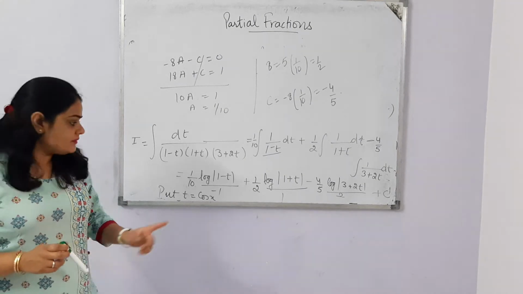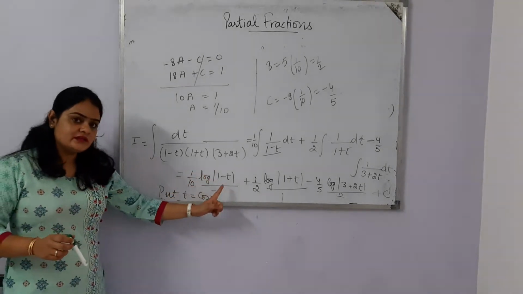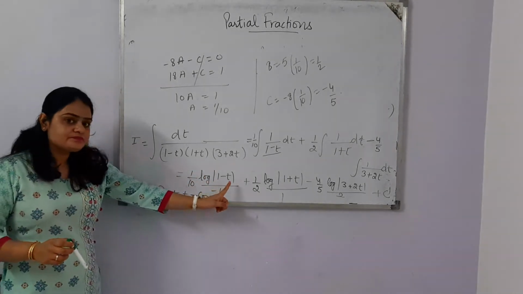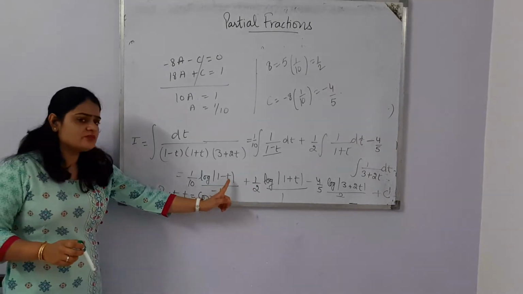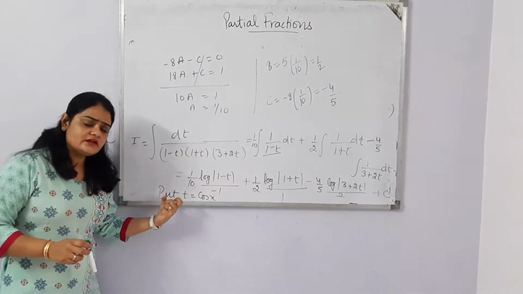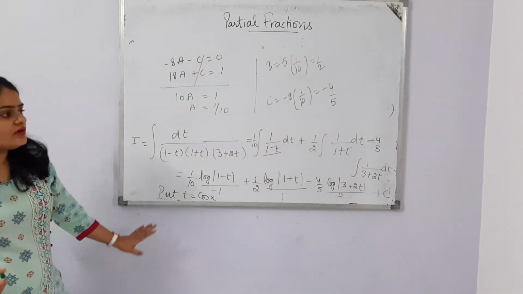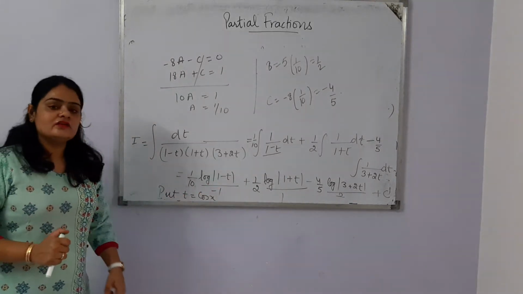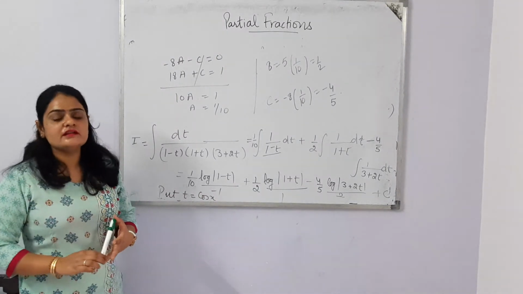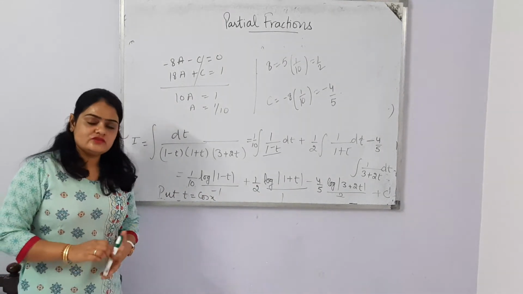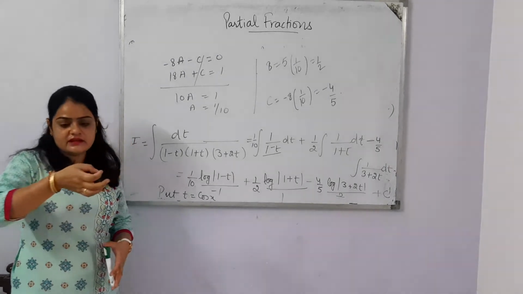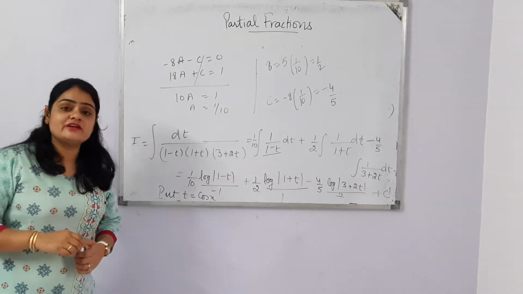So please, after doing all the calculations, just remember you have to substitute t once again as cos x, so our answer will be in cos x. After substituting t, now we'll get the answer. Hope this question is clear. Let's do one more question. The next question will be based on the last criteria of partial fraction.